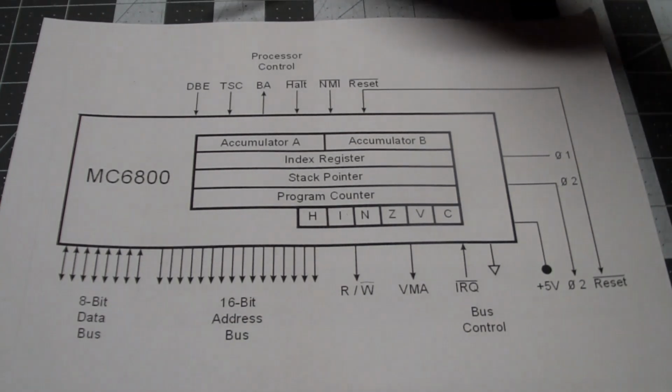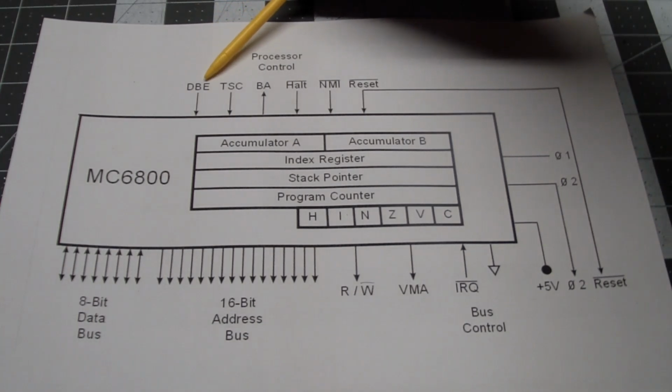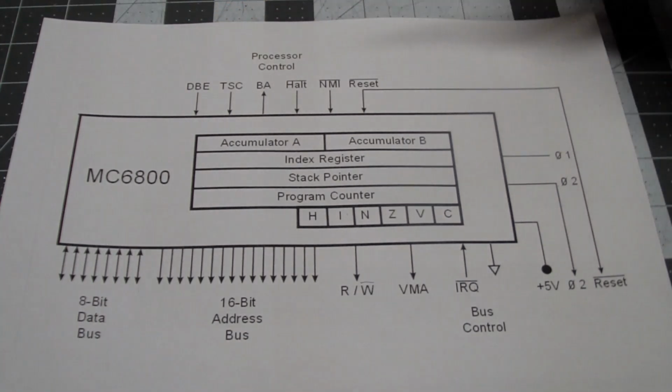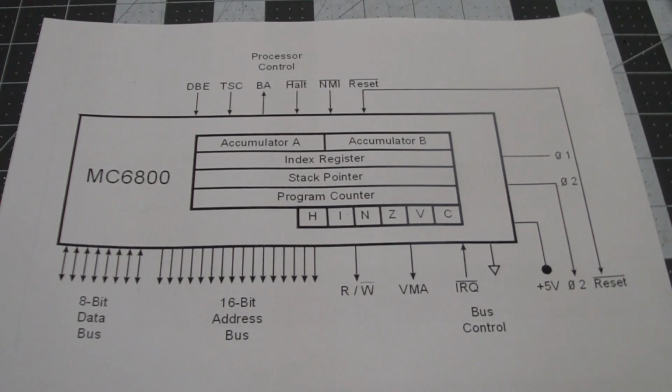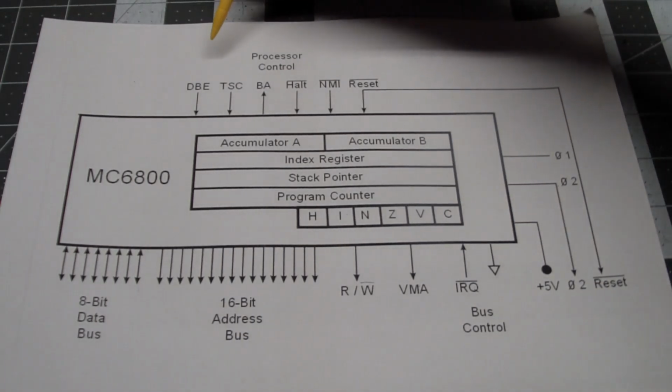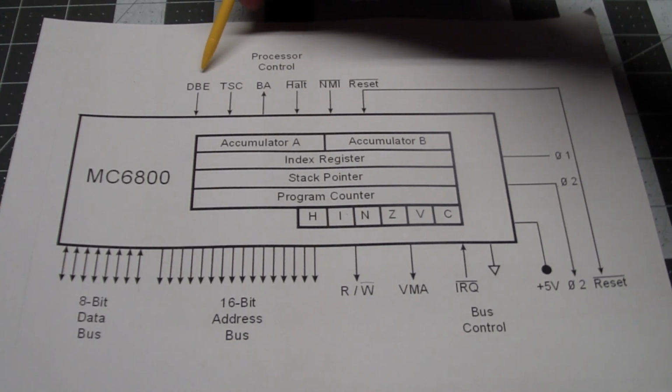Continuing over here, we have the DBE signal, which stands for Data Bus Enable, and it's active high, and that actually under normal circumstances gets connected to one of the clock inputs, so we'll talk about that when we get to the clocks.